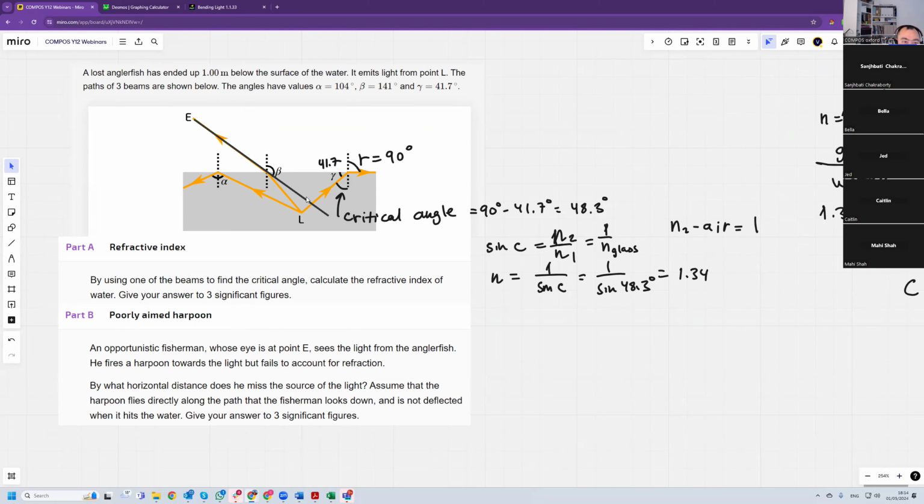We don't need to find where exactly the image is. It's probably somewhere here. That's the image of the anglerfish. But the question is, how much does he miss? And he misses by this distance. It's the perpendicular distance from L to the line of sight.